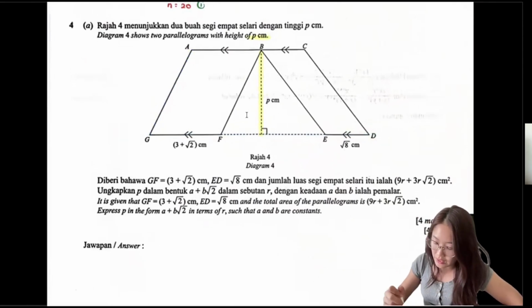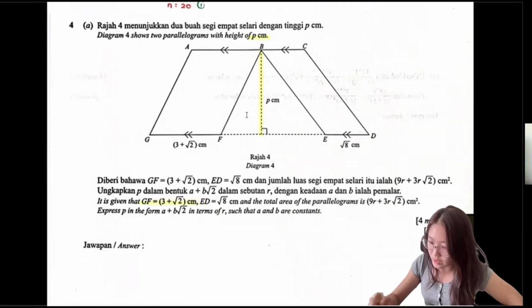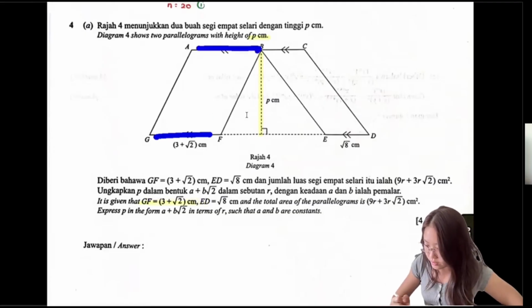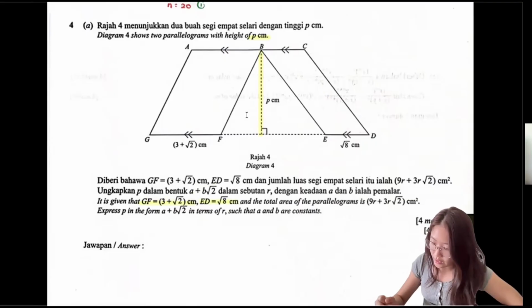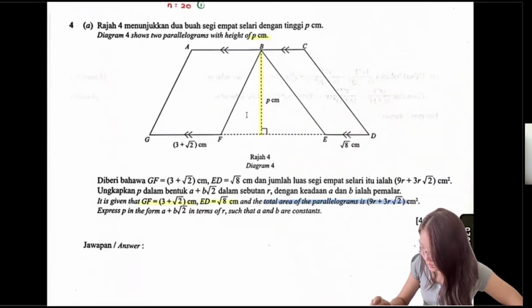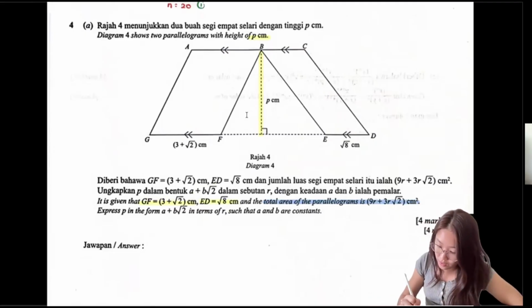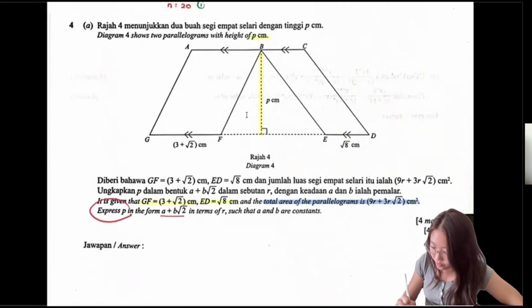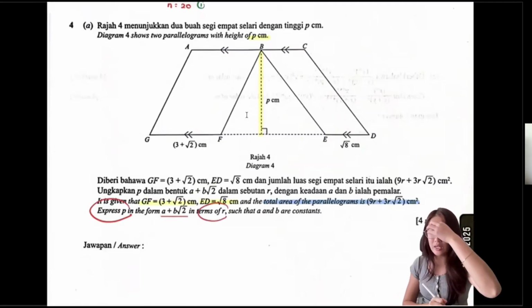Then it is given that GF is 3 plus 2 cm. Given here, these two lines are parallel. And then ED is equals to 8. This is 8. This one is also parallel to this. And the total area of the parallelograms is 9r plus 3r square root of 2 cm squared. Express p in the form of a plus b square root of 2 in terms of r, such that a and b are constants.